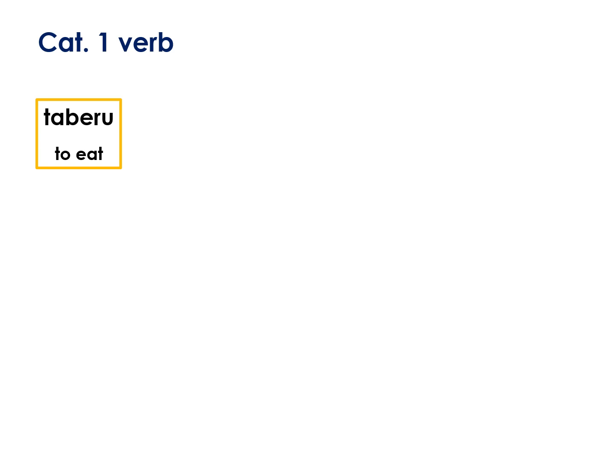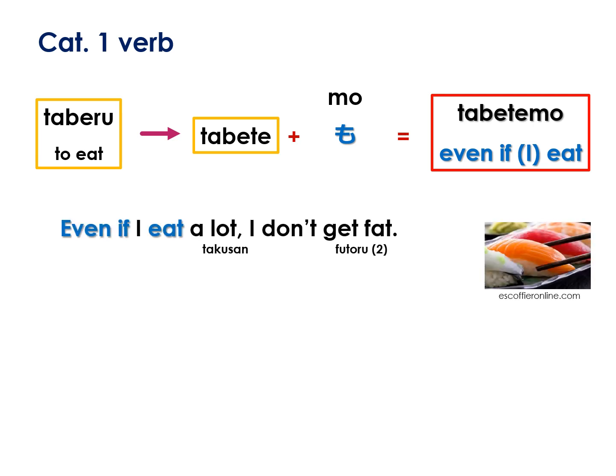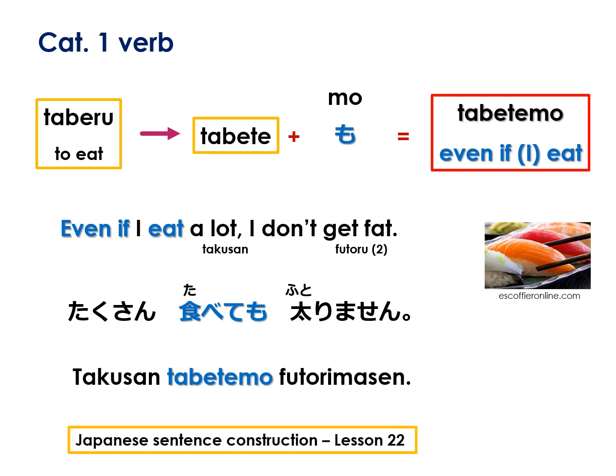Now let's look at example sentences. The te form of taberu is tabete, and adding mo forms tabetemo, which means even if I eat. Even if I eat a lot, I don't get fat. In Japanese, takusan tabetemo futorimasen. If you need to review Japanese sentence construction, you can watch lesson 22, which also explains how Japanese particles work.